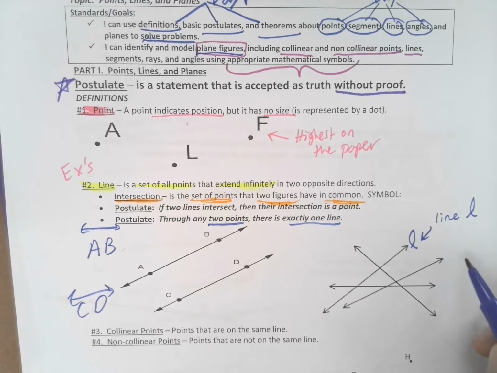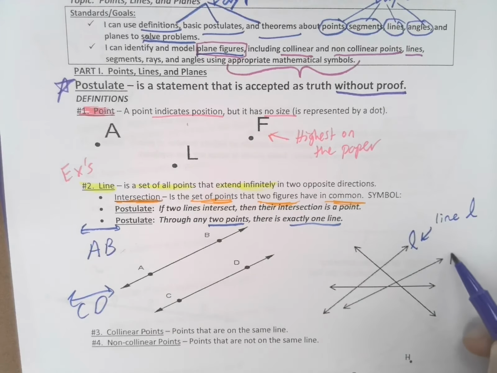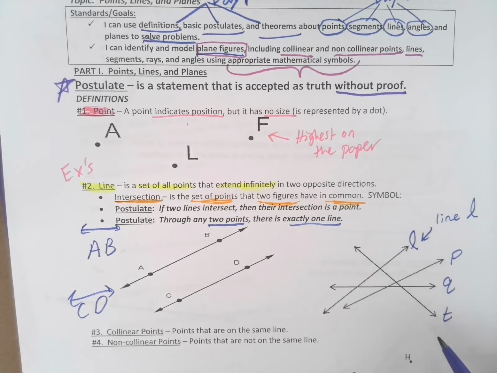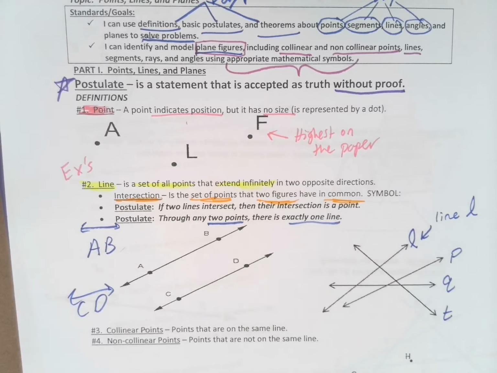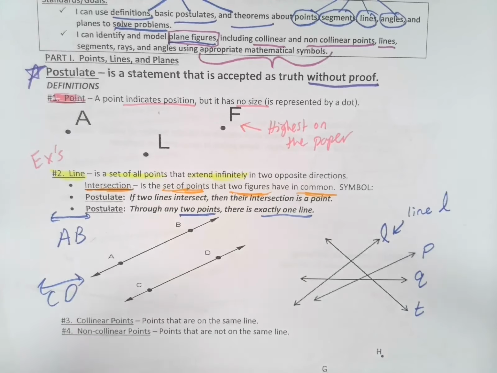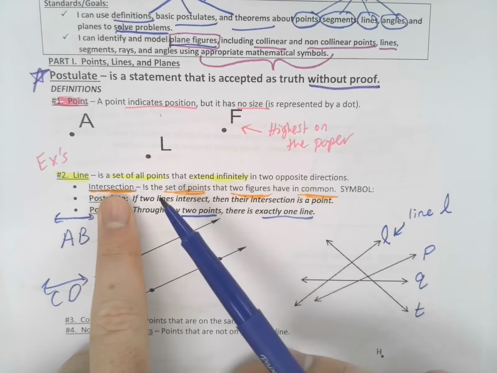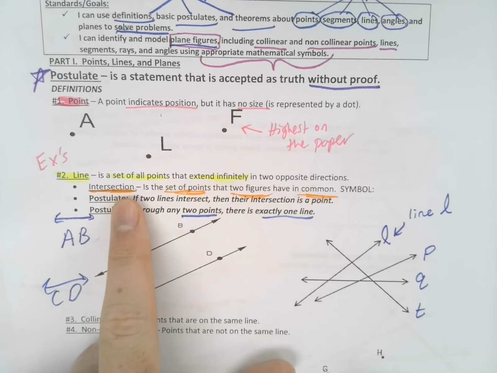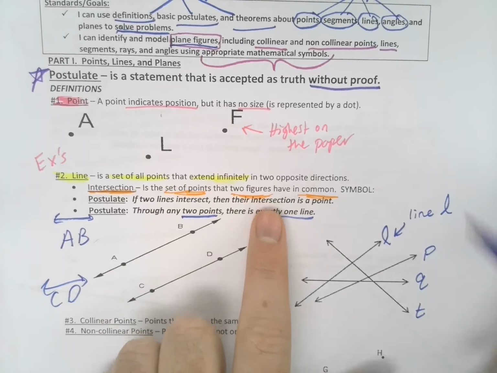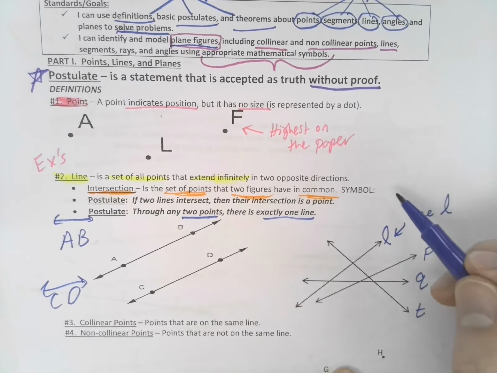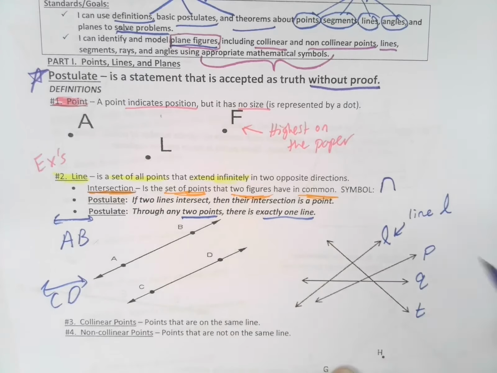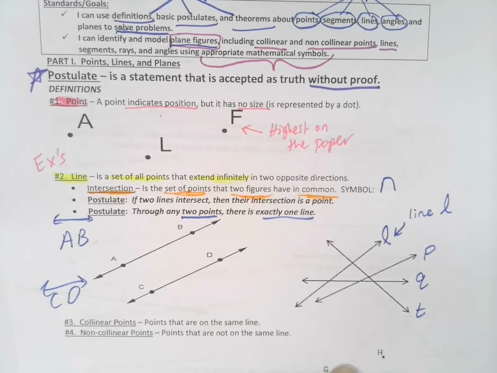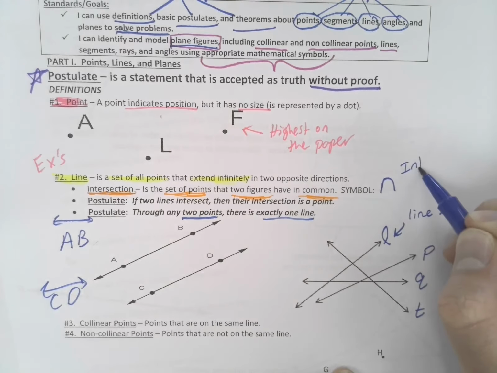And I could say, hey, this is line P, this is line Q, this is line T. Things like that. Now, going back up to what we know about lines, sometimes sets of points or lines intersect. And when they intersect, we have a symbol we can use for these. It looks like a hump on a camel or a hill. And we call this an intersection.